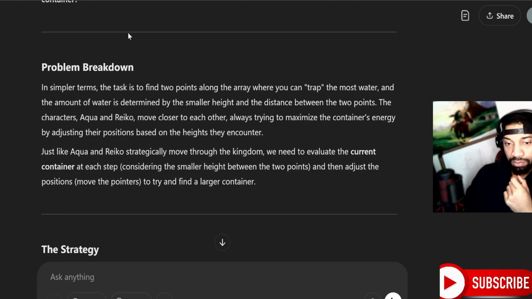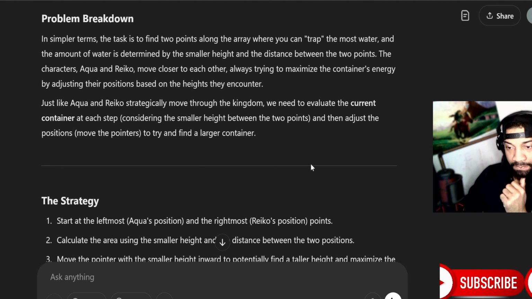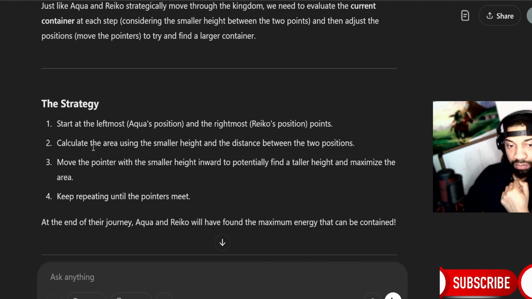The characters, Aqua and Reiko, move closer to each other, always trying to maximize the container's energy by adjusting their positions based on the heights they encounter. Just like Aqua and Reiko strategically move through the kingdom, we need to evaluate the current container at each step, considering the smaller height between the 2 points, and then adjust the positions, move the pointers, to try and find a larger container. The strategy.